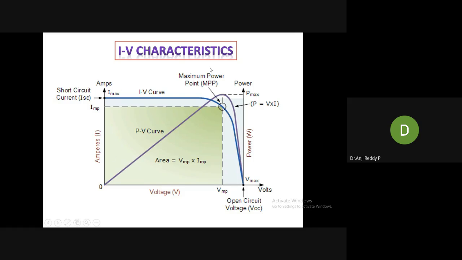Now I will explain about this graph. IV characteristics means we have to study about this graph. Actually, in the syllabus they have given only characteristics.